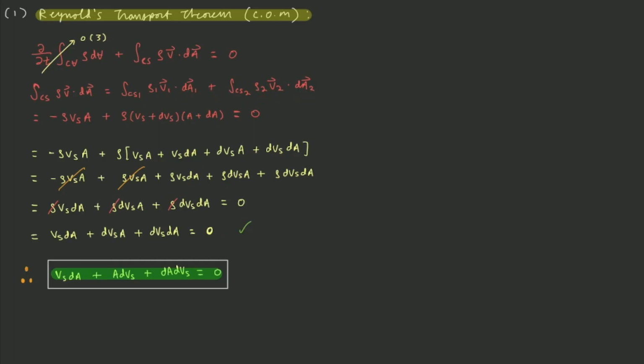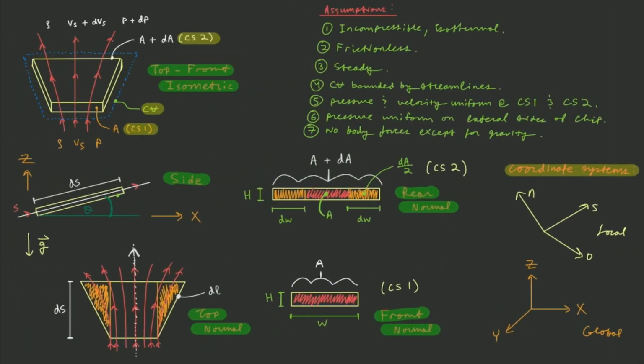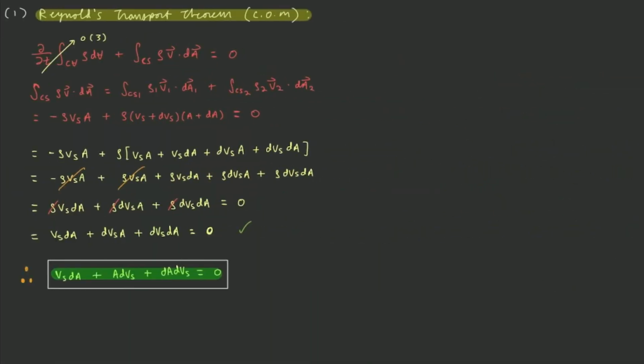If you look at control surface 1, what is the velocity there? It's Vs. What is the area there? It's A. And what's the density there? It's rho. Our unit normal area is facing opposite our velocity vector at control surface 1. So you can see in control surface 1, our velocity is going in, and our unit normal is facing out. So our dot product is negative. So that's where our negative rho VsA comes from.